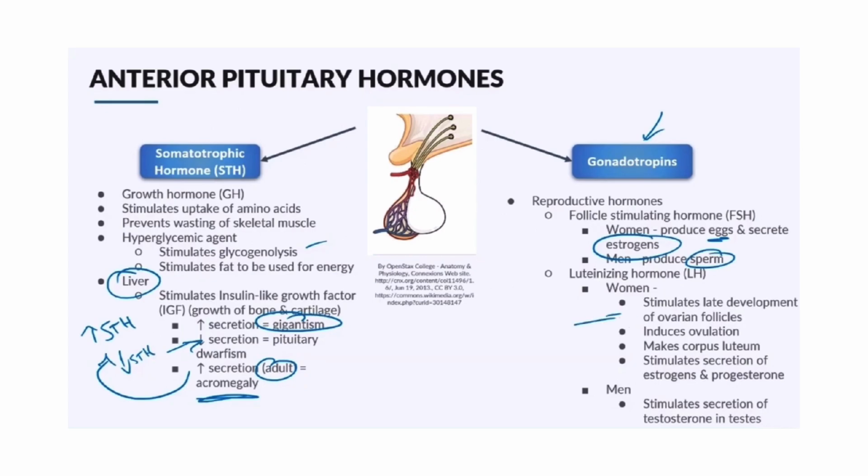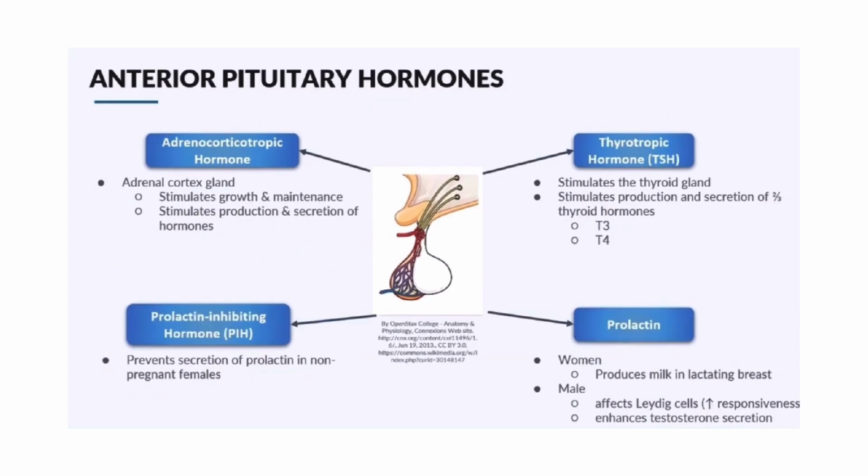It stimulates late development of the ovarian follicles, it induces ovulation, and it also makes the corpus luteum. Furthermore, it stimulates the secretion of estrogen and progesterone in women. Now, in men, it stimulates the secretion of testosterone, particularly in the Leydig cells of the testes. Now, there's 4 other hormones that we're going to look at.